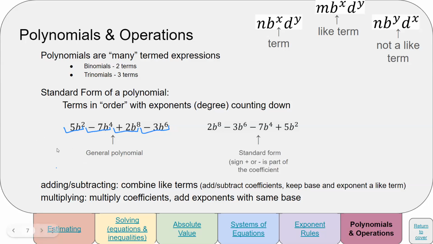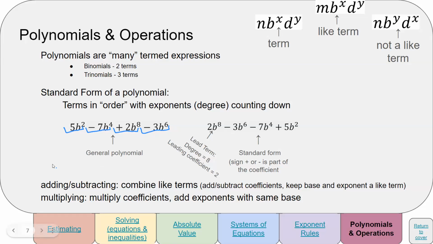All right, so this is a standard form. We've got plus or minus as part of the coefficient yet again. And then the lead coefficient is that very first term that we have, in which case my degree of this polynomial is based off that lead term. So my degree is 8, and my leading coefficient, that first coefficient, is a 2. If it was negative, it'd be a negative 2, but it's a positive.